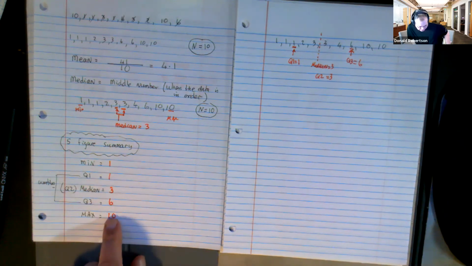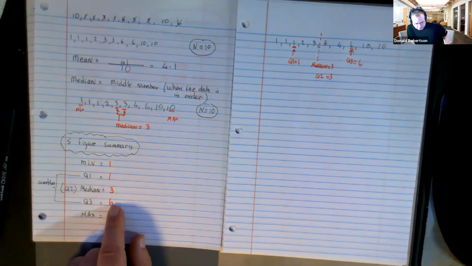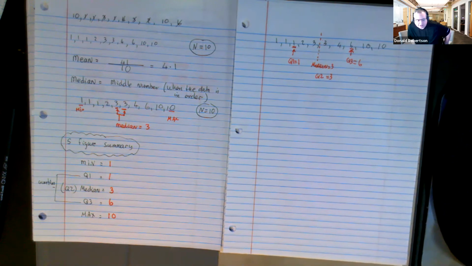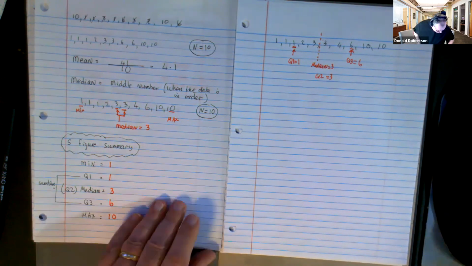And we have now found the 5-figure summary. Our data started at 1 and it finished at 10. The typical one in the middle was 3. 1/4 way along was still 1, so that means there were a lot of 1s. And 3/4 of the way along, it was a 6. And that is called a 5-figure summary.